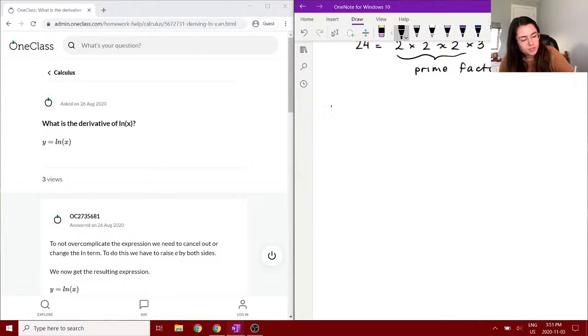Okay, so question number 2. This question asks, what is the derivative of ln x? So we have y equals ln x, and we want to find the derivative of this.